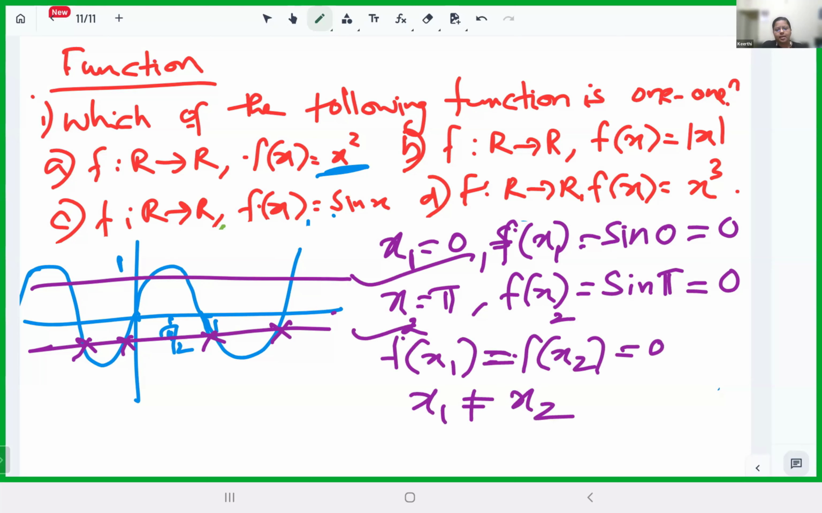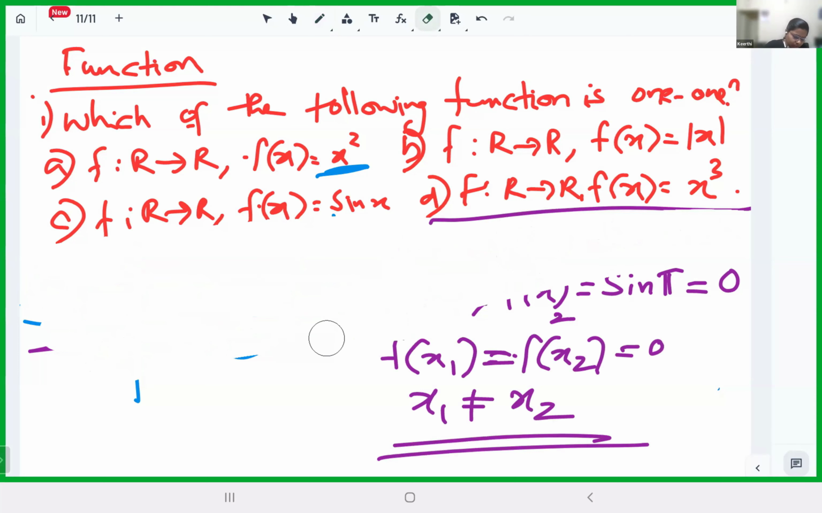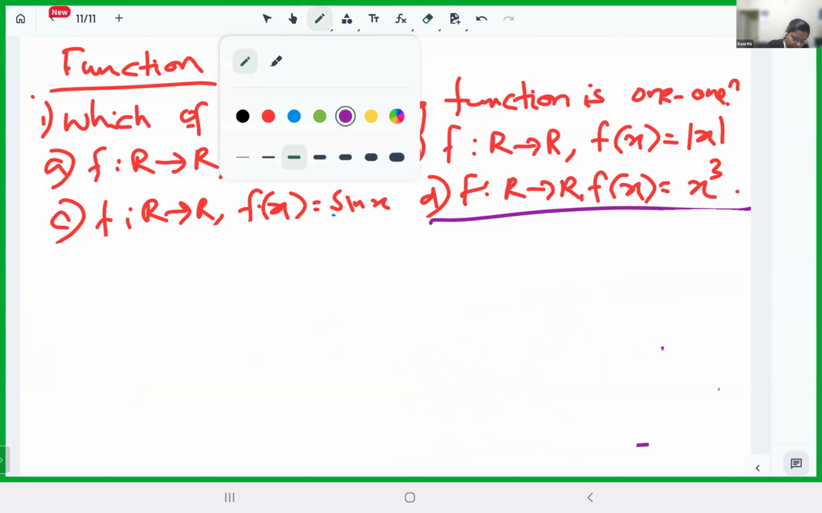So what can you say? It is not 1, 1. So sin x is also not 1, 1. Now what can you say about the function f of x is equal to x cube? Is that 1, 1 or not? Now only the one option is remaining. So definitely it will be 1, 1, right?